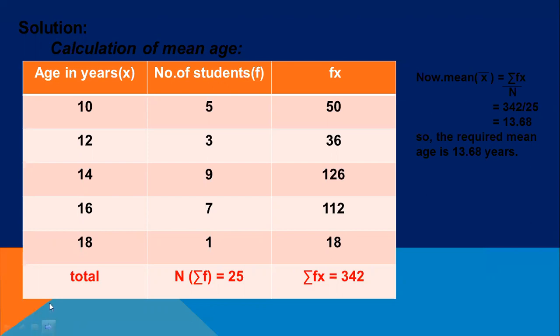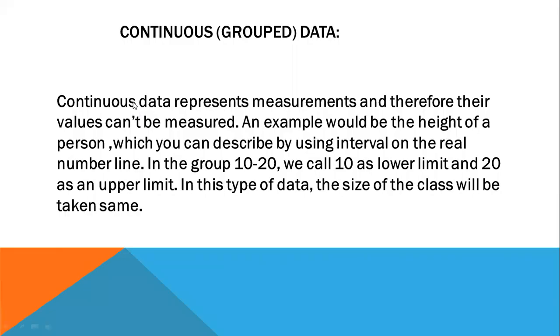Now here in continuous data, this is the main exercise of today. Continuous data represents measurement, and therefore the values can't be counted individually. An example would be the height of a person, which you can describe by using an interval on the real number line. In group one, suppose the 10 to 20 group, 10 is known as the lower limit and 20 is known as the upper limit. This is the lower limit, this is the upper limit.